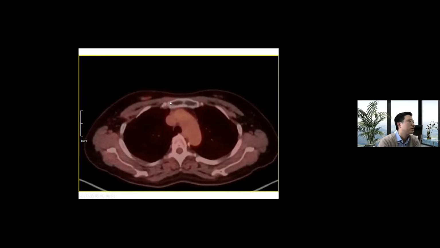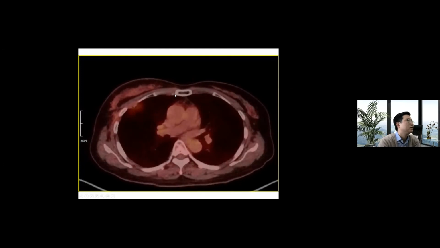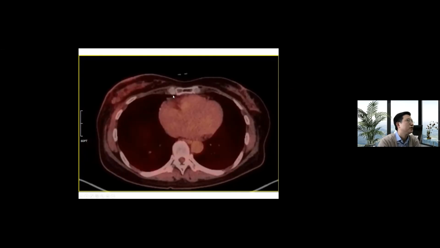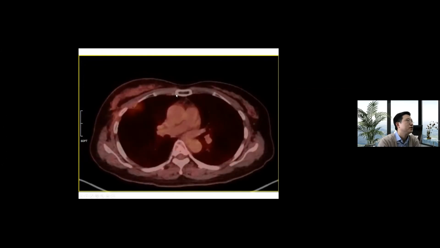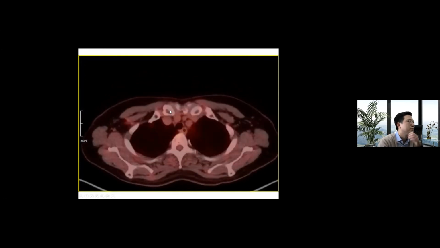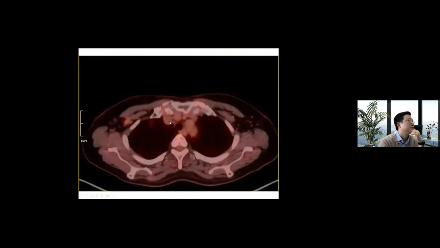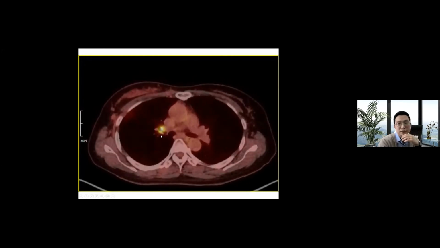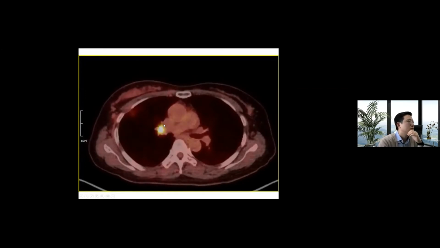And let's look at the internal mammary area. I don't see any abnormal lymph node in the internal mammary area as well. But there is one intense uptake in the right hilar lymph node area, which is unusual in breast cancer.